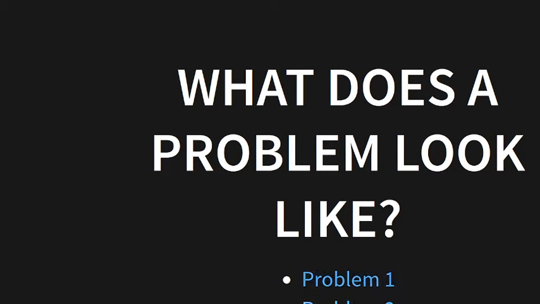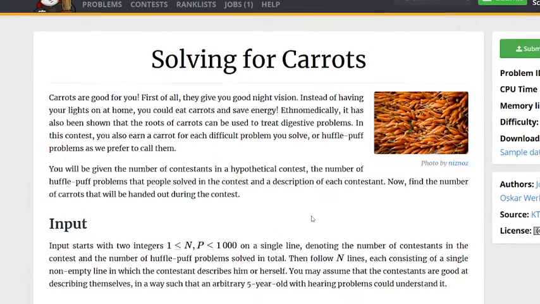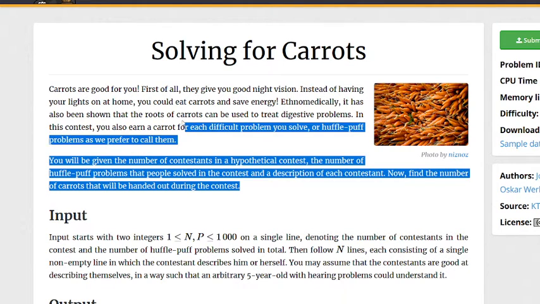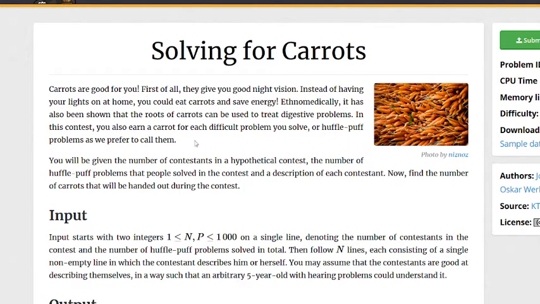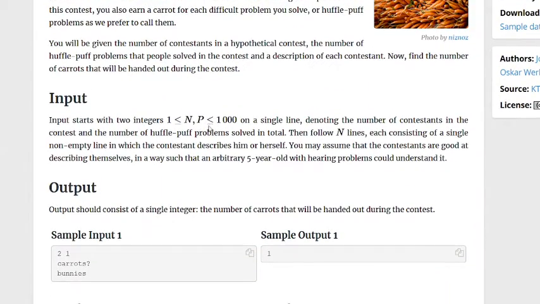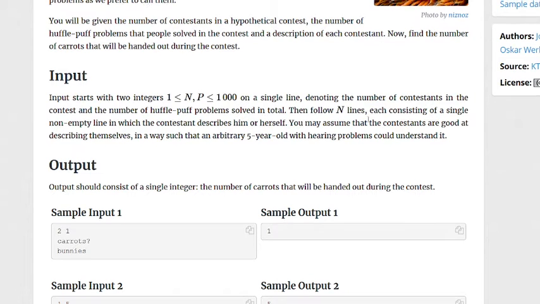And second problem, real quick, just wanted to show this one because it's kind of fun. Solving for carrots. You can read this part to yourself, but basically it talks about carrots a bunch and then says that there's a contest that's giving out awards for problems. The input, two numbers on a single line. First number is the number of contestants. Second number is the number of problems that were solved.